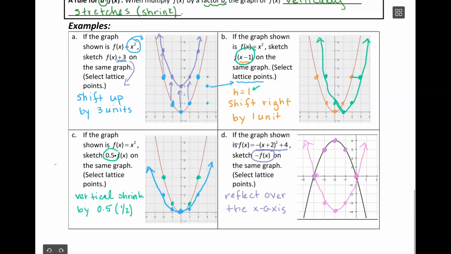And here we go. The whole graph has just flipped upside down, and that's what a negative does. All right, there was a lot there. No way to speed that up, but let me know if you have any questions, and we'll see how you did.